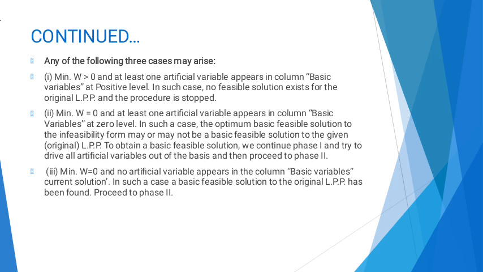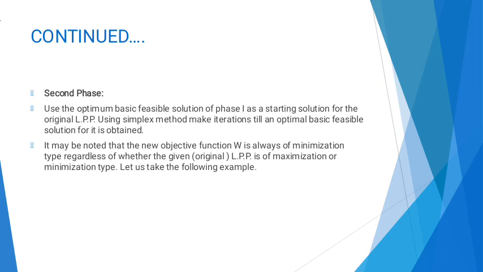Now let's see what we do in phase 2. In second phase, we use the optimum basic feasible solution of phase 1 as the starting solution for the LPP. Then we follow our usual simplex method to make iterations till we obtain the optimal basic feasible solution.